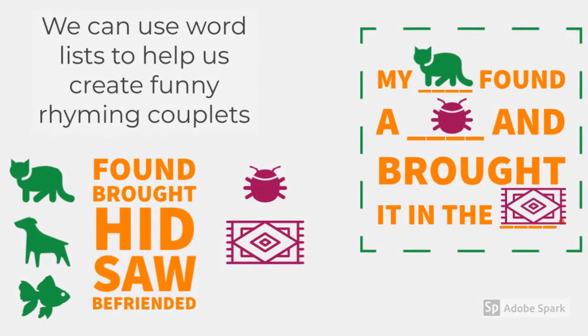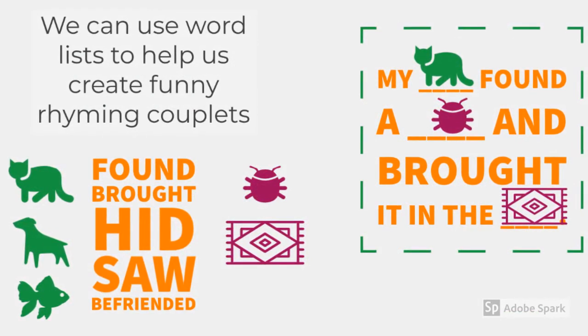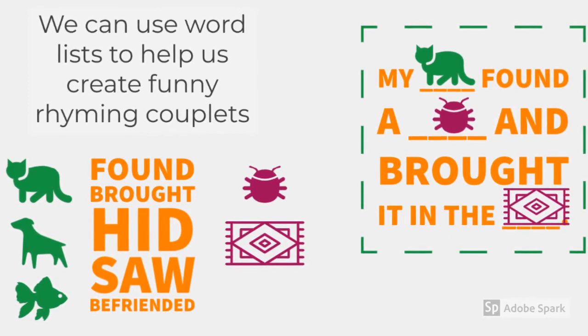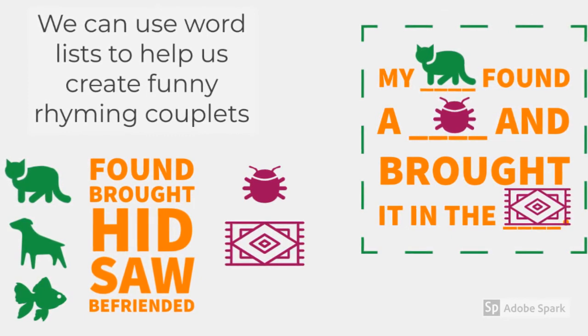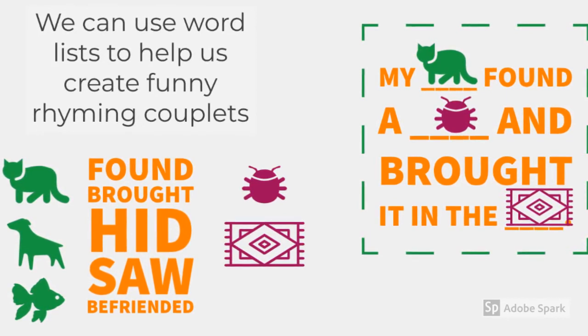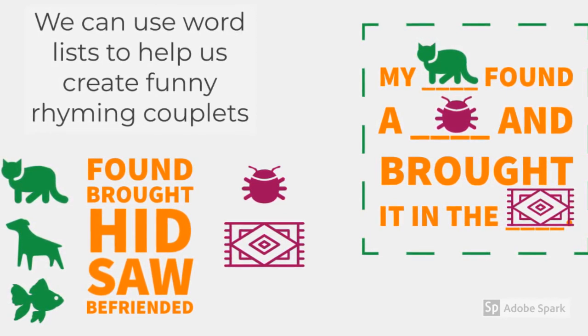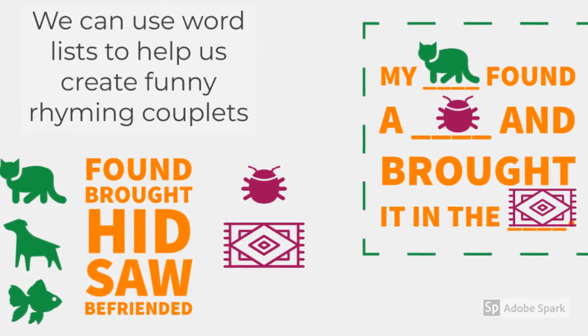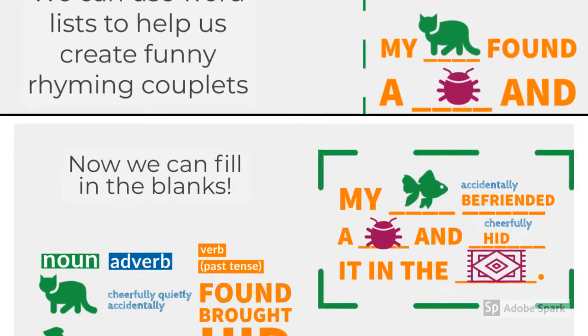In computer science, we can use lists to help us store certain kinds of data and information that we want to use in our program. We can do the same thing here when we're writing our rhyming couplet. We've created a list for animals, another one for past tense verbs, and another one for rhyming nouns. We could use other kinds of lists to add additional elements to our poem. What kinds of lists do you think you would want to create?